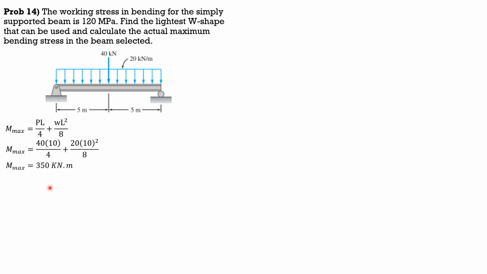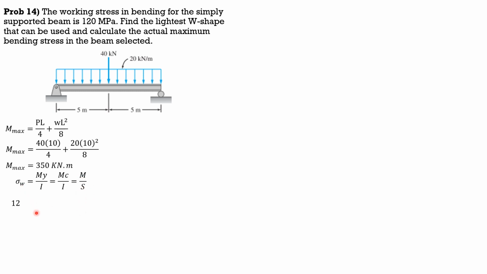Then stress is My over I in general, or Mc over I. The ratio of I over c is section modulus in mm cube. So it is also M over section modulus. In this case, because we have to select a W shape and we do not know the depth yet, because we do not know the lightest W shape, that's why we compute the section modulus instead.